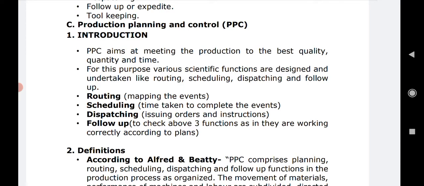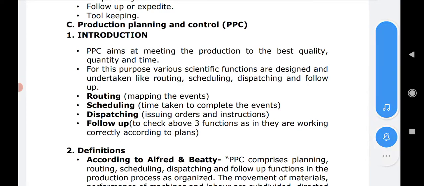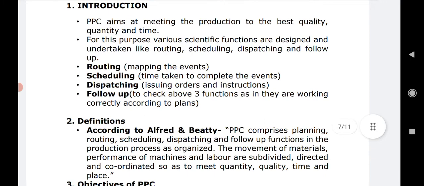Two functions are made together, and they are combined, and a merged function of PPC works in the organization. So PPC aims at meeting the production to the best quality, quantity and time. So what is the function of PPC? Production planning and control is such a function which aims at meeting the production to the best quality, quantity and time. For this purpose, various scientific functions are designed and undertaken.